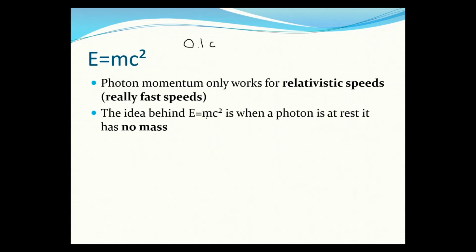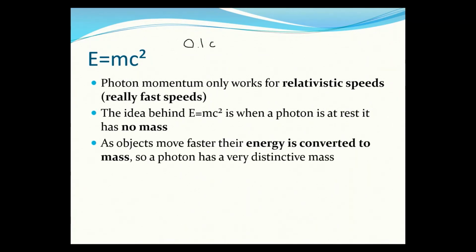So the idea behind E equals mc squared is when a photon is at rest, it has no mass. But a photon can never be at rest, right? So as objects move faster and faster, their energy is converted to mass. A photon is moving at the speed of light, and if you move closer to the speed of light, you get more and more mass. So a photon has a very distinctive mass.